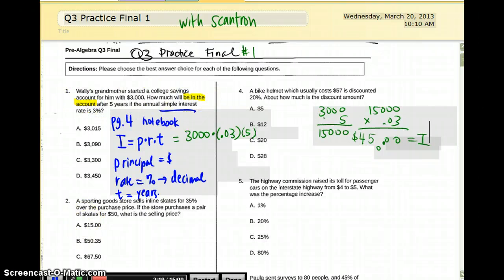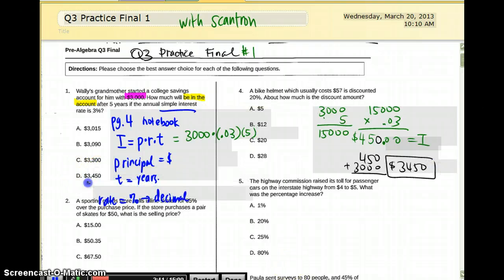Well, there is already $3,000 in the account when you started for the college savings, but then they get to earn another $450. So I'm going to take the $450 and add it to $3,000, giving me $3,450. So that would be the amount that I have in my account. So that would be the answer D.